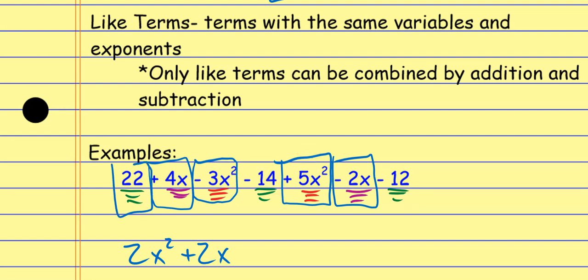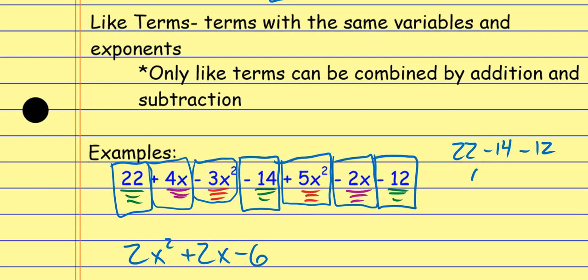And then these last guys, a positive 22 and a negative 14. Well, that's going to give me a positive 6, but then a negative 12 in addition to that gives me a negative 6. Okay, and if you need to take that off to the side and do the 22 minus the 14 and then the minus 12, that's okay. And write this out and say, oh, that's a positive 6 and then minus 12. All right, that's a negative 6. Okay? But that's the idea of combining like terms.